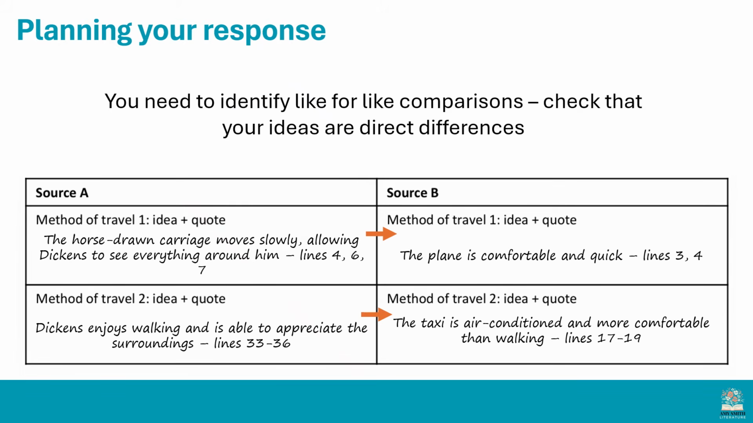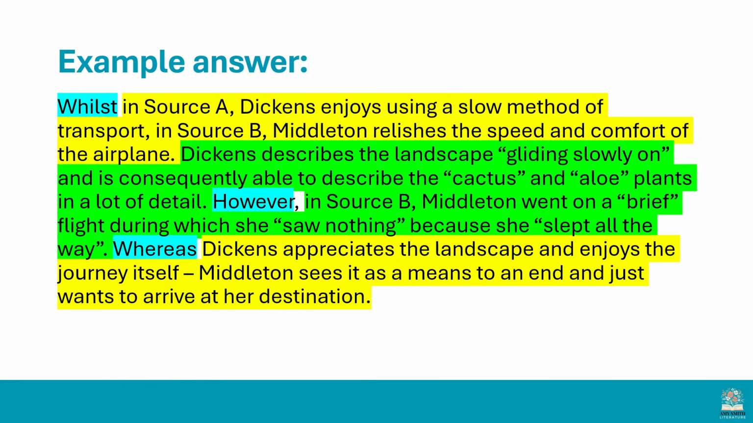So we also need to remember that we need to identify like-for-like comparisons on this. We need to make sure that the ideas are directly connected to each other. So looking at the first row of my table, we're talking about how the horse-drawn carriage moves slowly, whereas the plane moves really quickly. So that's a like-for-like comparison. It's directly related. In my second row of the table, Dickens enjoys walking, appreciates the surroundings, whereas in source B, the taxi is more comfortable than walking. So again, that's a like-for-like comparison. These two things are directly related to each other.